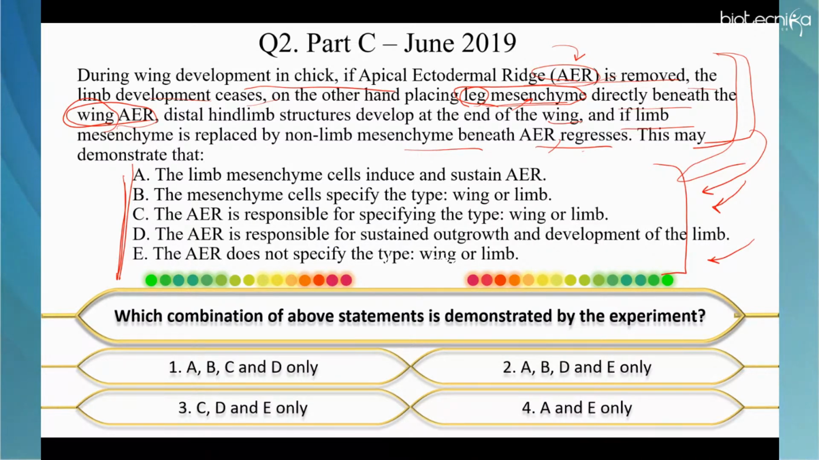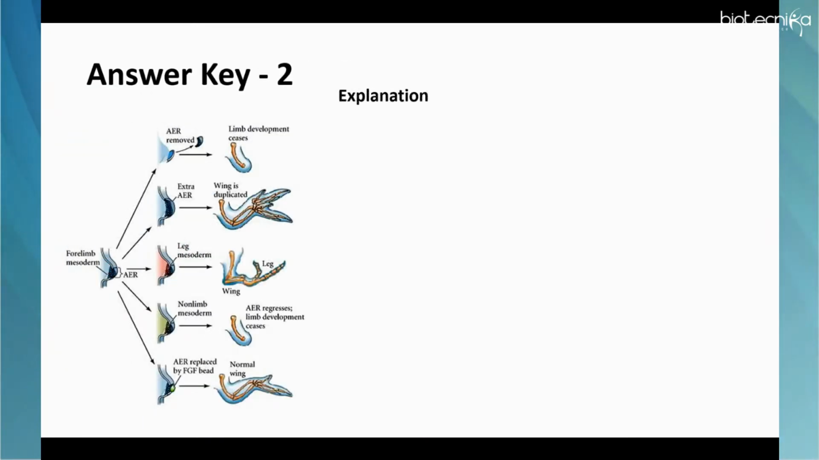None? No one? Okay. So Sarita says option 2. Okay, we'll see. Yes, Priyanka also says option 2. All right.